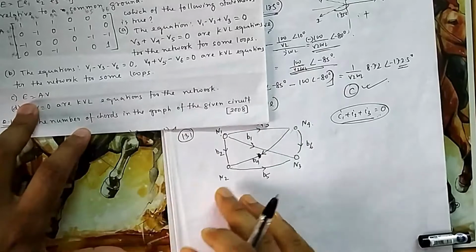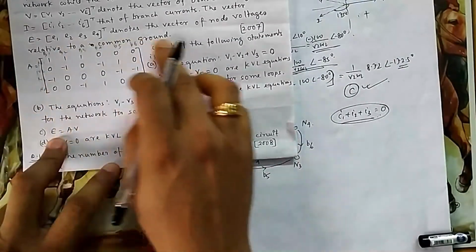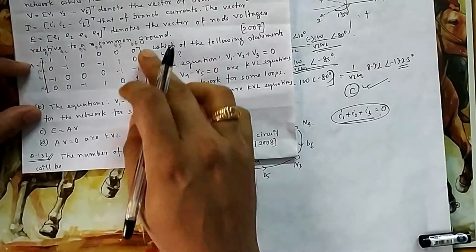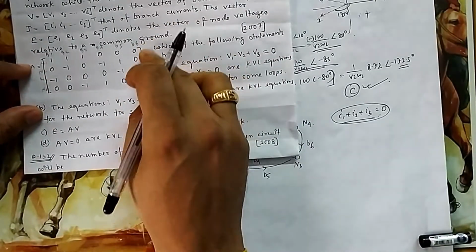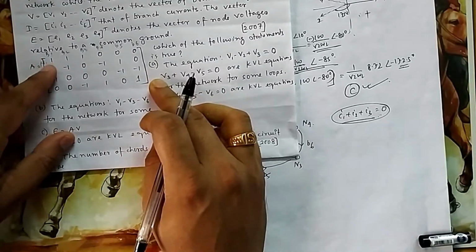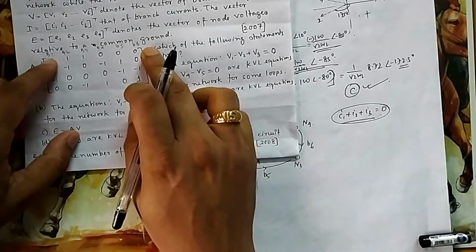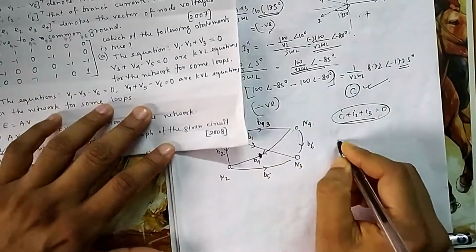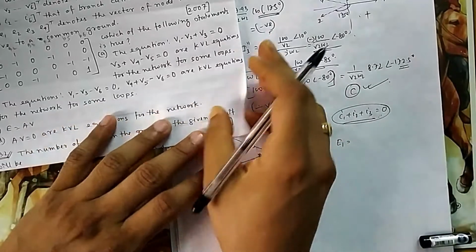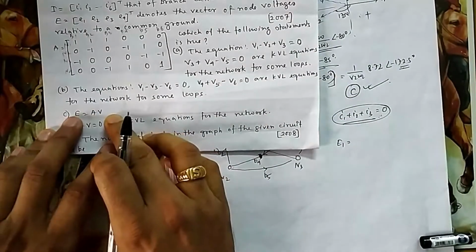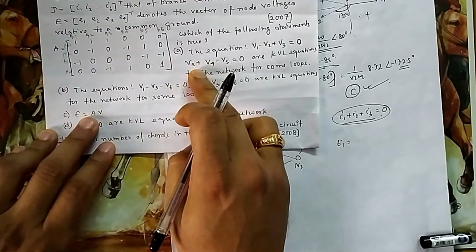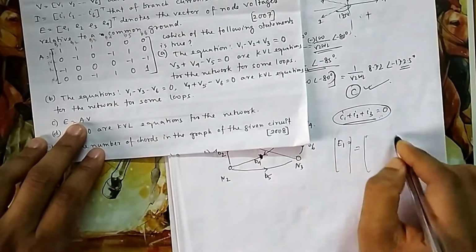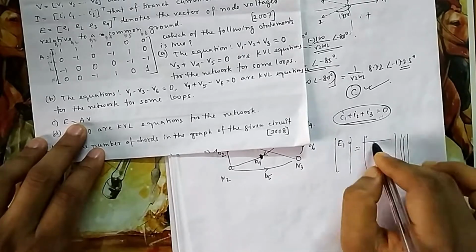C, E is equal to A into B. What is E? E is the node voltage. So if you multiply A with V, if you write V here side by side, V means V1, V2, V3, so if you take the multiplication, what will happen? V1 plus V2 plus V3 equal to 0. Will it be satisfied? If I write the first column, E1, E2, E3 will be equal to the product, this multiplied with this.